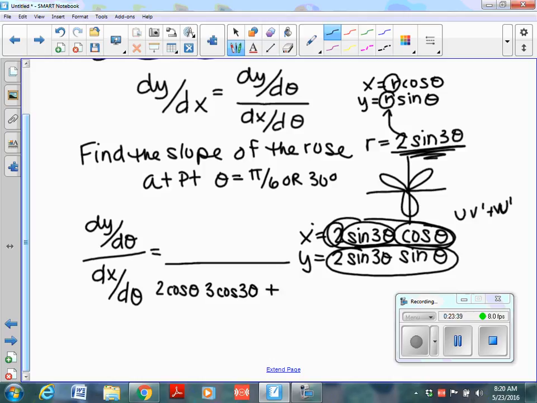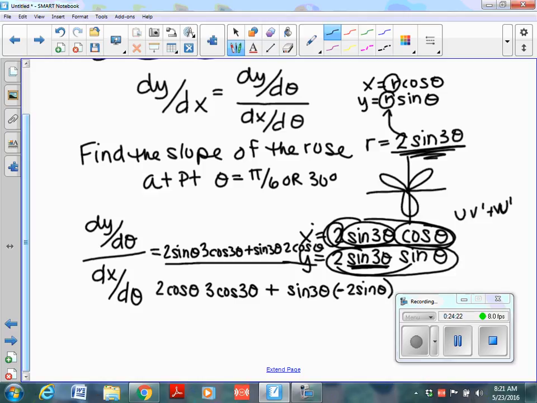plus, so that was u v prime, now I'm going to do v u prime. So I need to keep the sine of 3 theta and take the derivative of 2 cosine of theta, which is negative 2 sine of theta. I should have put the negative 2 in front, but I didn't. Same thing with this one. I'm going to make this u, and then put these two together to make the v. So I'm going to do 2 sine of theta times the derivative of sine, which is 3 cosine 3 theta, plus, I'm running out of room, sine 3 theta times the derivative of 2 sine of theta, which is just 2 cosine of theta.